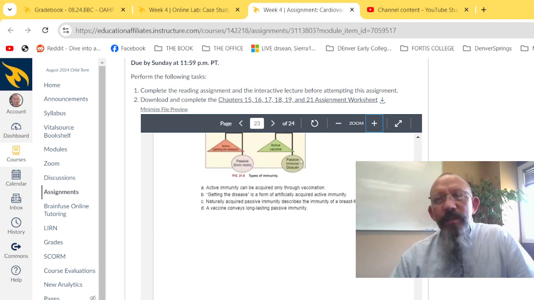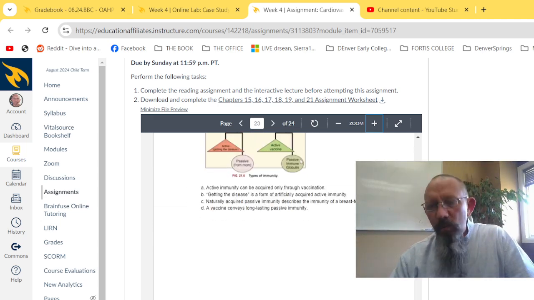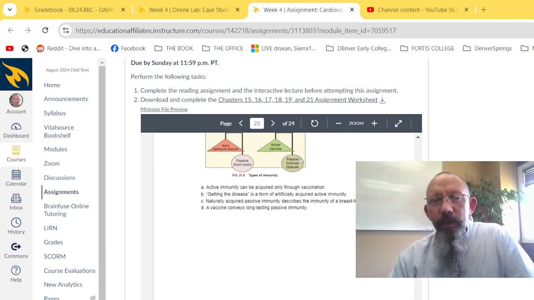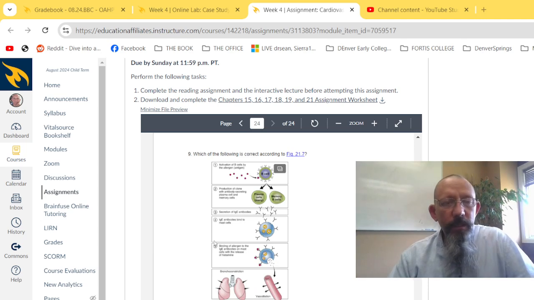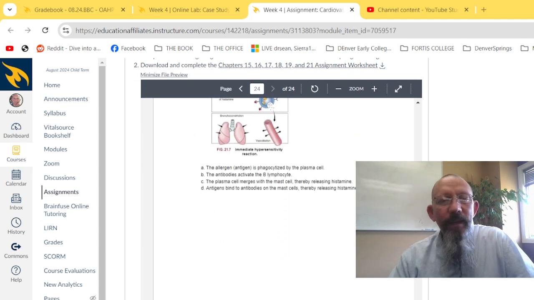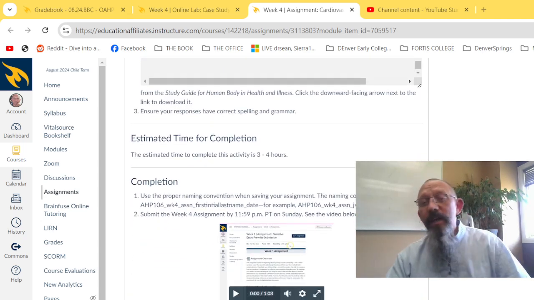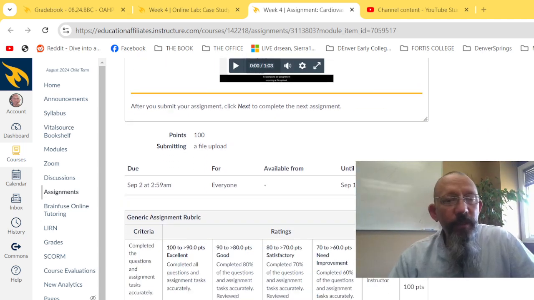T cells are the ones that mature in the thymus. And B cells mature in the bone marrow. That's why B and T, right? This goes through antigens and phagocytosis. Phagocytize means to eat, right?